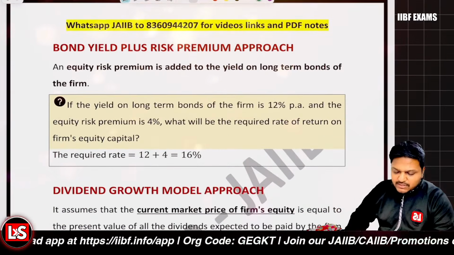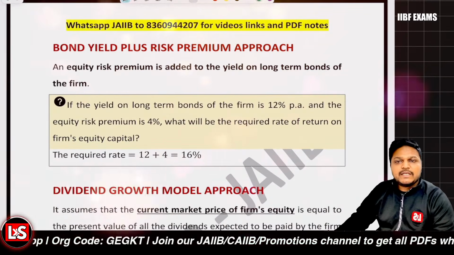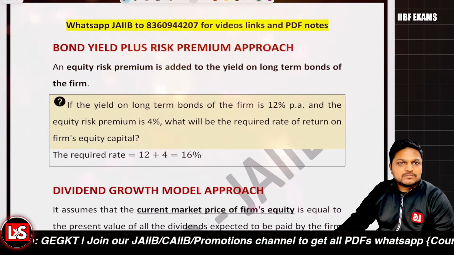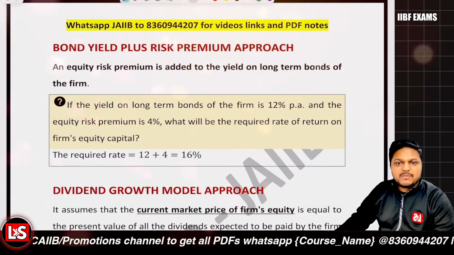After that, it's about the second method that we are going to learn about. That's the bond yield plus risk premium approach for the cost of equity.